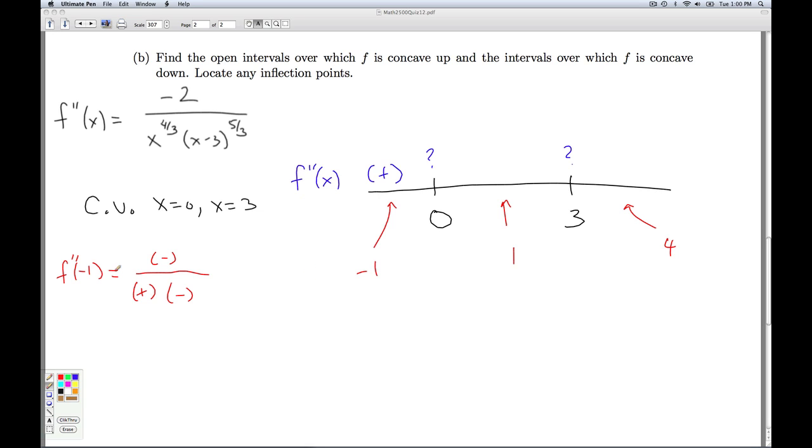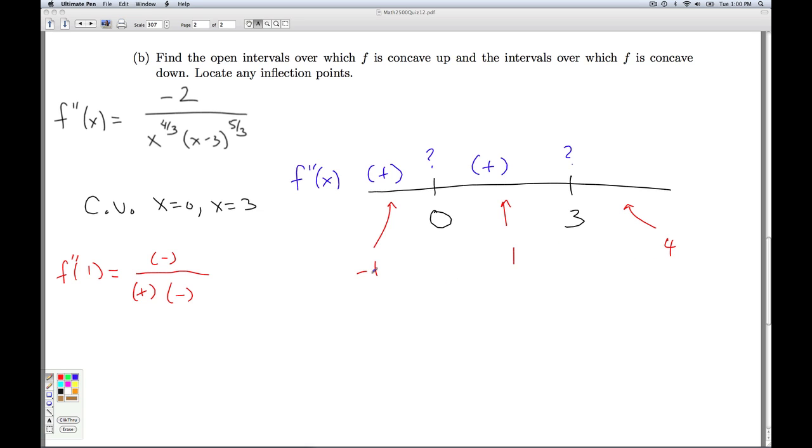Let's plug in 1 to the second derivative. Does anything change? Well, as we mentioned before, these two factors are going to always be negative and positive, respectively. I plug 1 into this quantity. 1 minus 3 is negative. The cube root of a negative is a negative. To the fifth power is a negative. So guess what? That stays a negative, which means it's positive here as well.